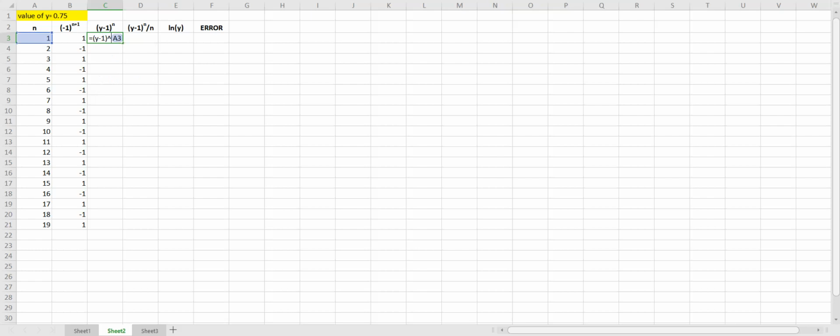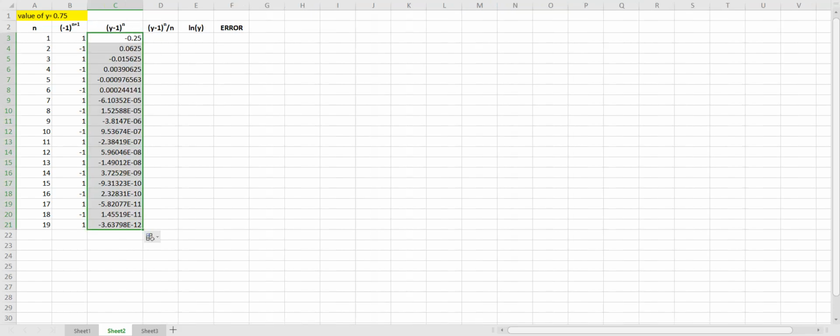So the value will now be equal to negative 0.25. We will do the same for the rest, and we will have a value of negative 0.25, 0.0625, negative 0.015625, and so forth. So as the value of n progresses, the value of (y minus 1) raised to n decreases and goes closer and closer to 0.